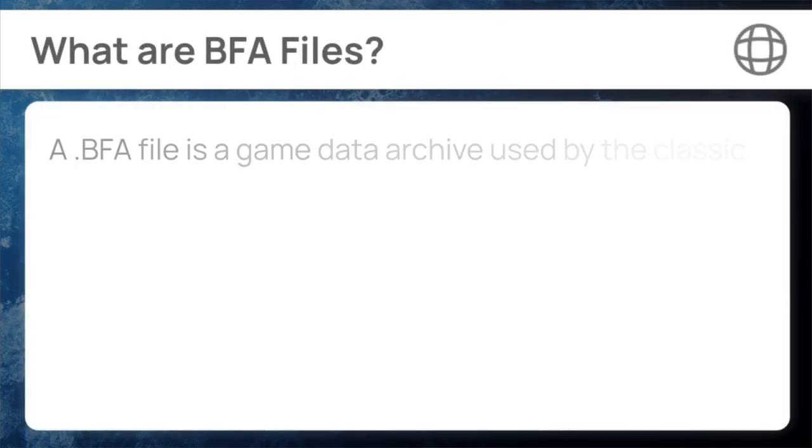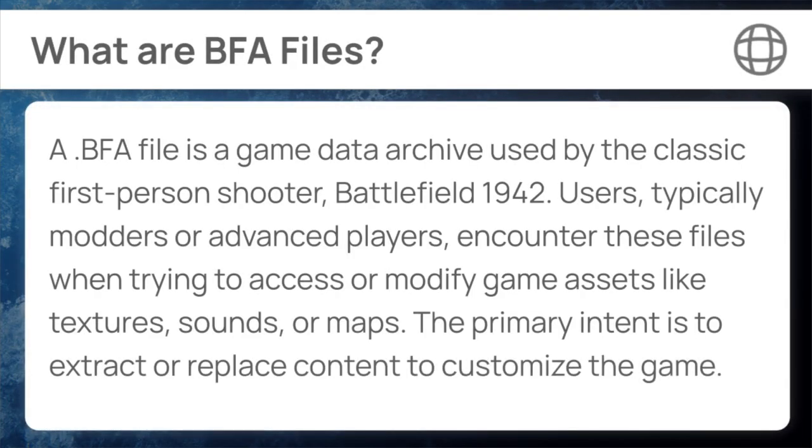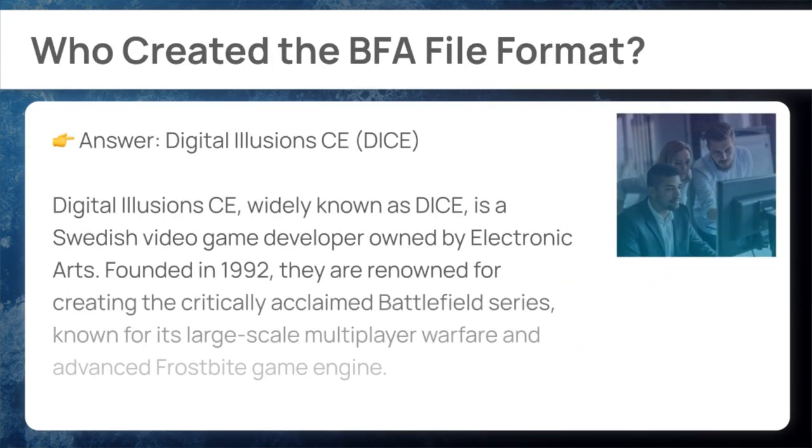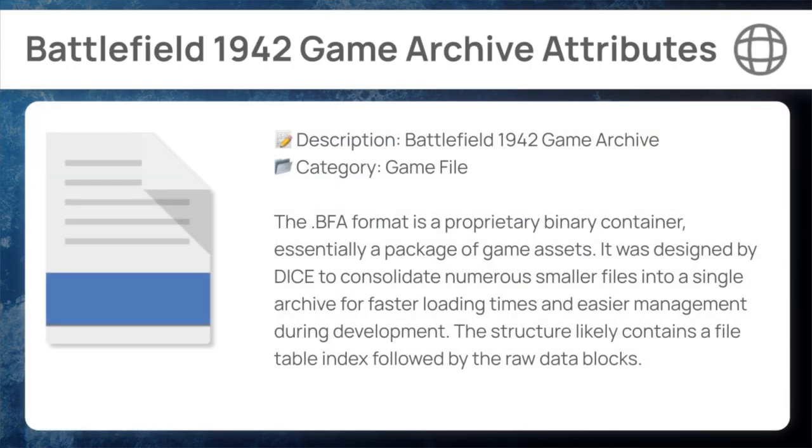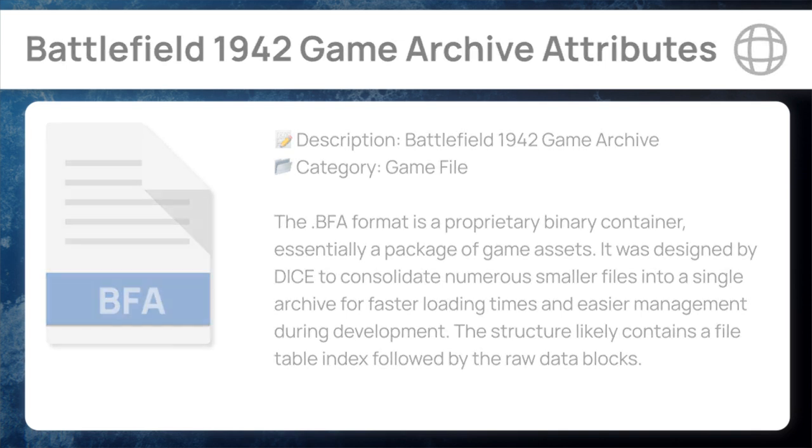A .bfa file is a game data archive used by the classic first-person shooter, Battlefield 1942. Users, typically modders or advanced players, encounter these files when trying to access or modify game assets like textures, sounds, or maps. The primary intent is to extract or replace content to customize the game. The .bfa format is a proprietary binary container, essentially a package of game assets. It was designed by DICE to consolidate numerous smaller files into a single archive for faster loading times and easier management during development. The structure likely contains a file table index, followed by the raw data blocks.